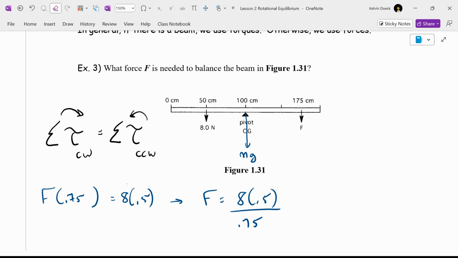I might be able to do that in my head. Half of 8 is 4. Dividing by 3/4, that's going to be times by 4. It's going to be 16 divided by 3. 5.3 repeating, I think. Double check me. Yeah. Newtons.